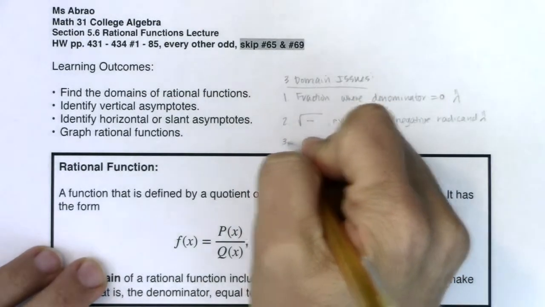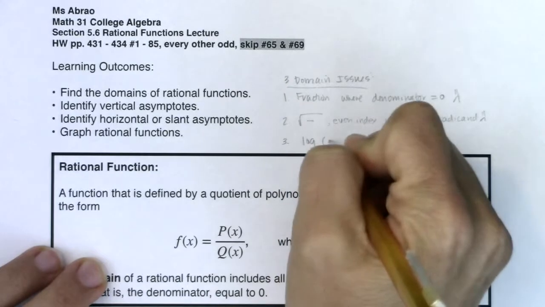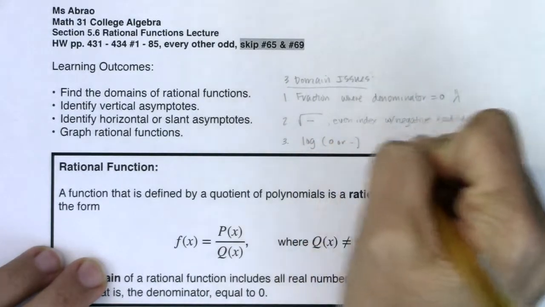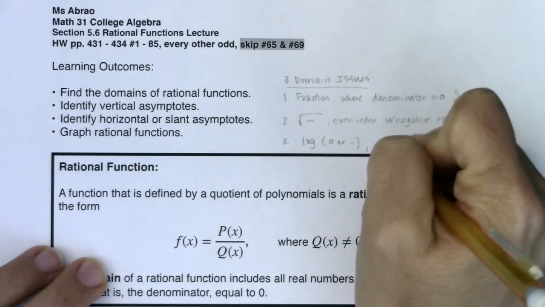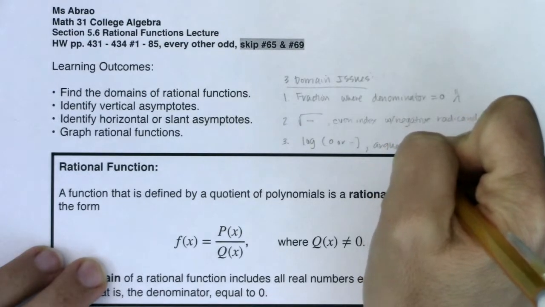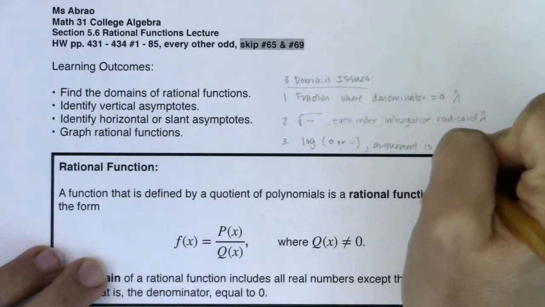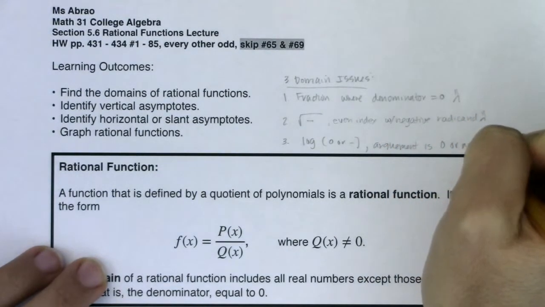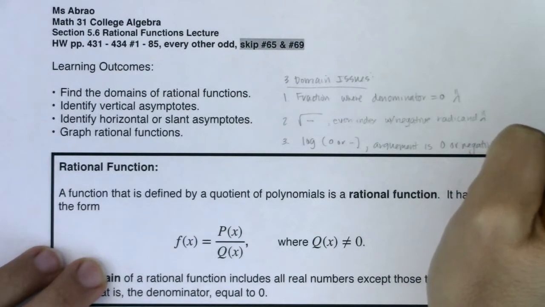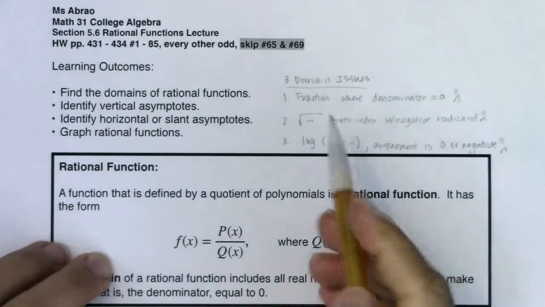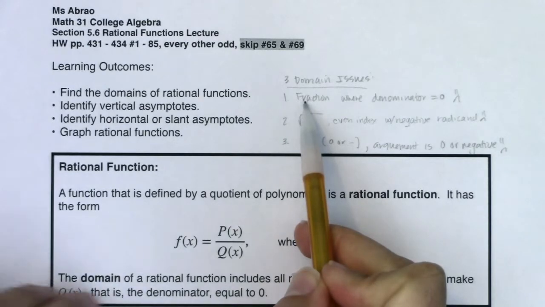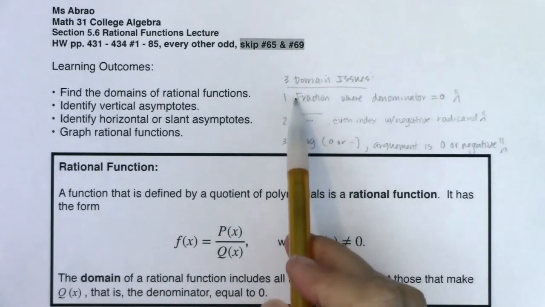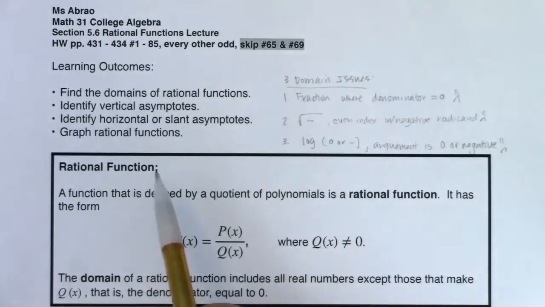Okay, and then the third one is when you take the logarithm of a zero or a negative number, or another way of saying that is your argument is zero or negative. All right, we're gonna face this one head on in this section. What do you do when you have a fraction and the denominator is zero?